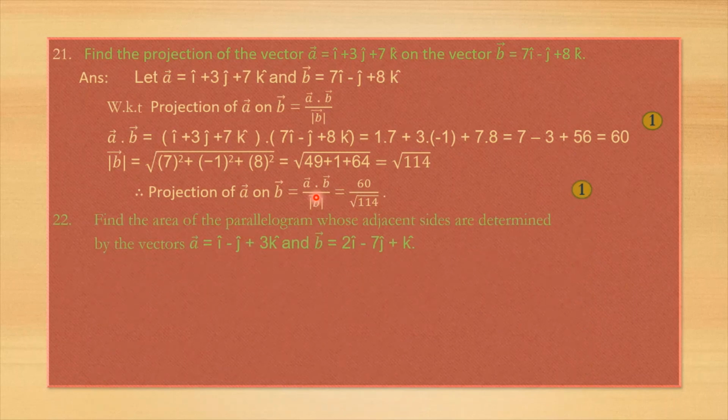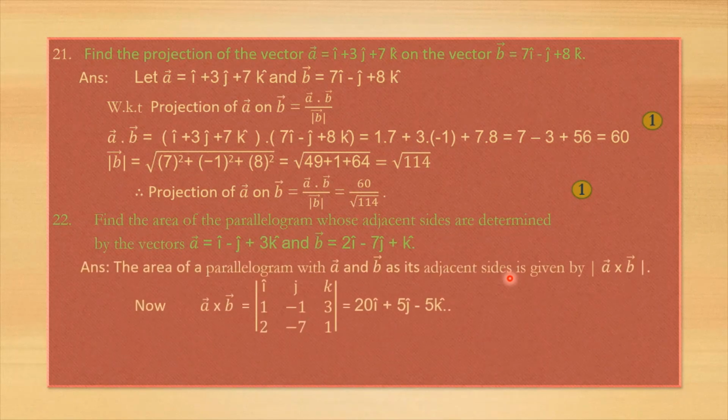Let's move to question number 22. Find the area of a parallelogram whose adjacent sides are determined by the vectors A and B. Here they have given the adjacent sides of a parallelogram, so we need to find the area of the parallelogram. As we already know, the area of the parallelogram is nothing but the magnitude of A cross B. So first let us find A cross B.